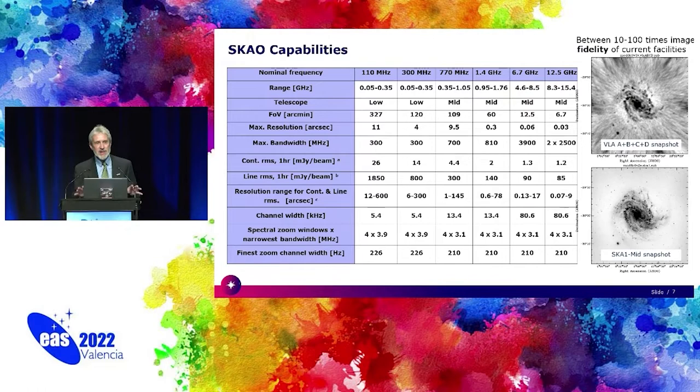And the contrast in that snapshot image quality is indicated on the right-hand side of the slide, where four snapshots with a very large array in each of the four different configurations are compared with a single one with the mid facility. And you can just see the phenomenal difference in that image quality. So this is a game changer.